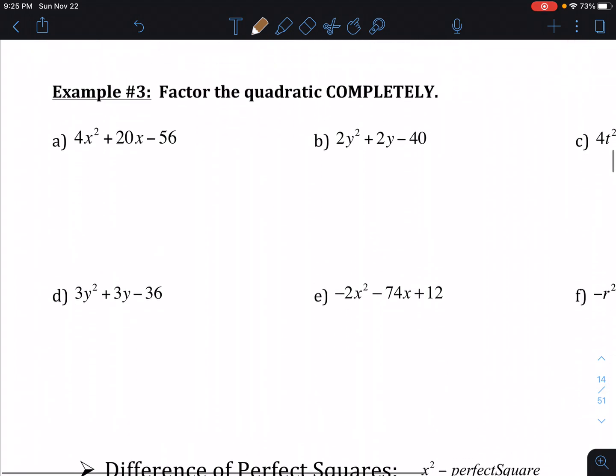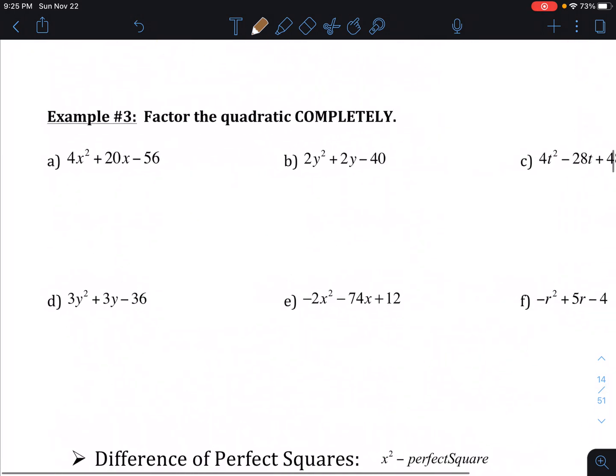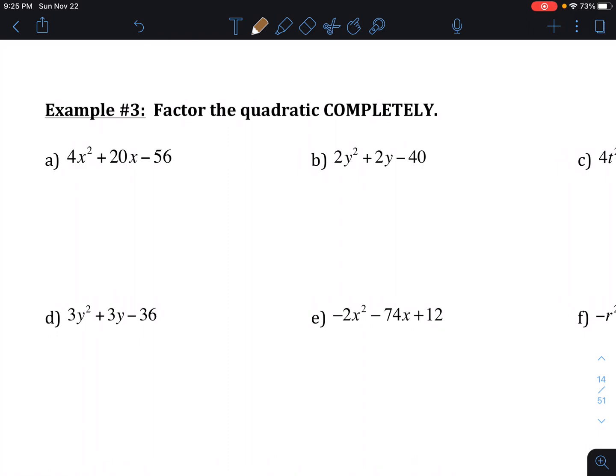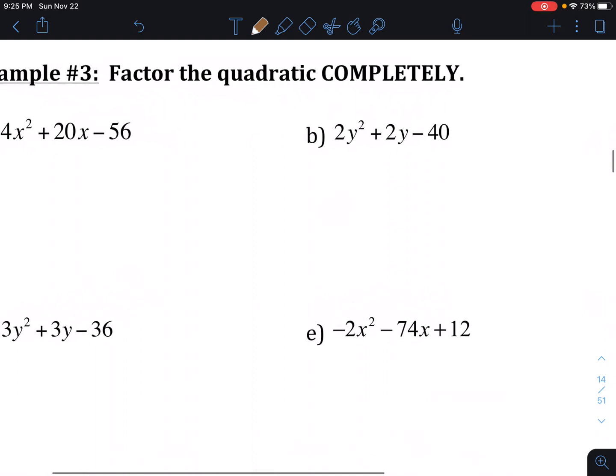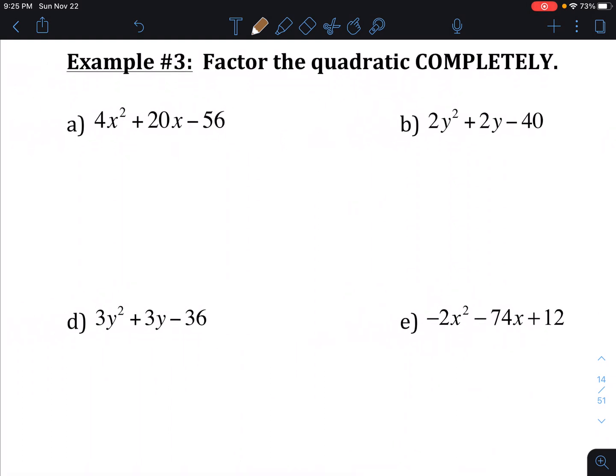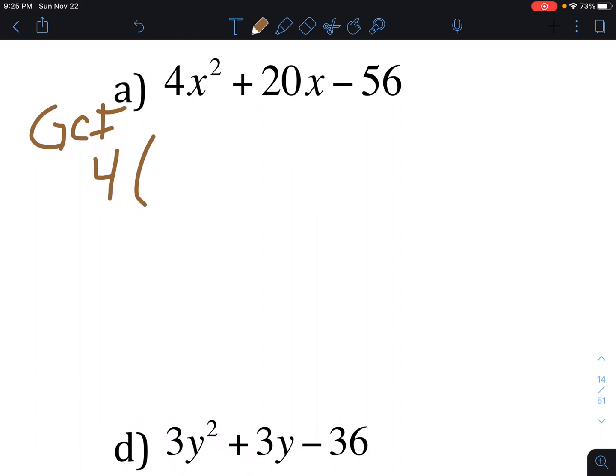Okay, almost done. No, actually, we're not almost done. We are going to factor the quadratic completely. So we're going to mix up a little bit of what we've learned with everything. What this means, hints at us, is let's try to see if we have a GCF first. We do in A. 4, 20, and 56. 4 should be the GCF. So we have a GCF first of 4, not 4x, because 56 does not have an x. And then divide by the 4.